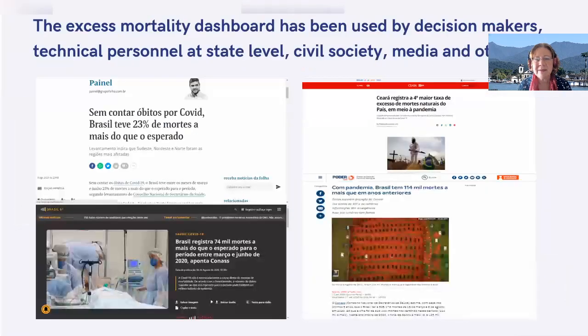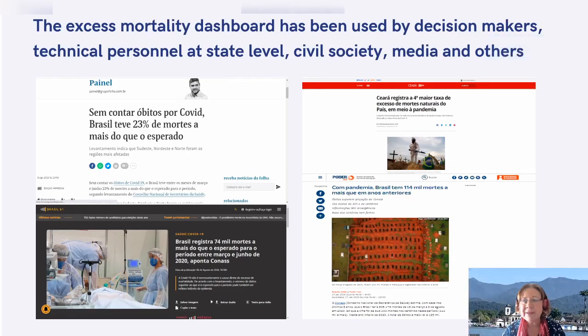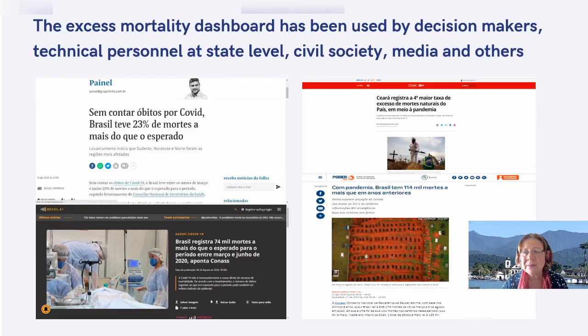Next, please. So this is the excess mortality dashboard that we did with CONASS and stakeholders by state. It has been used by decision makers, technical personnel, civil society, media, and others. Researchers have also been discussing with us how to use this to estimate COVID prevalence and virus circulation. I put some news from national newspapers here showing that they have been following our weekly update of the excess mortality dashboard. So the media has been following and using this information as well.